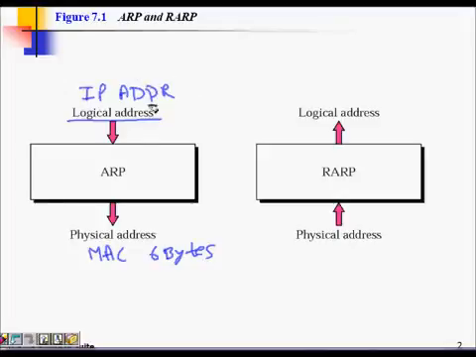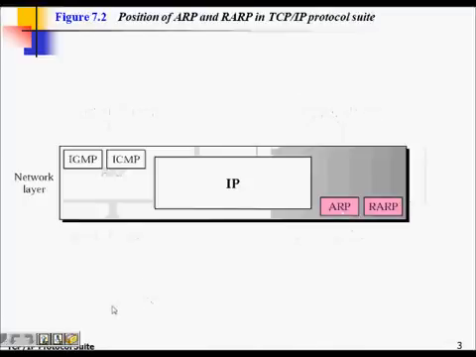If I know the IP address of one machine and I want to know its physical address, I will use ARP. And when I know the physical address and I want to find its IP address, I will use reverse ARP. And why is that needed? Let's try to see. Both ARP and reverse ARP are network layer protocols.